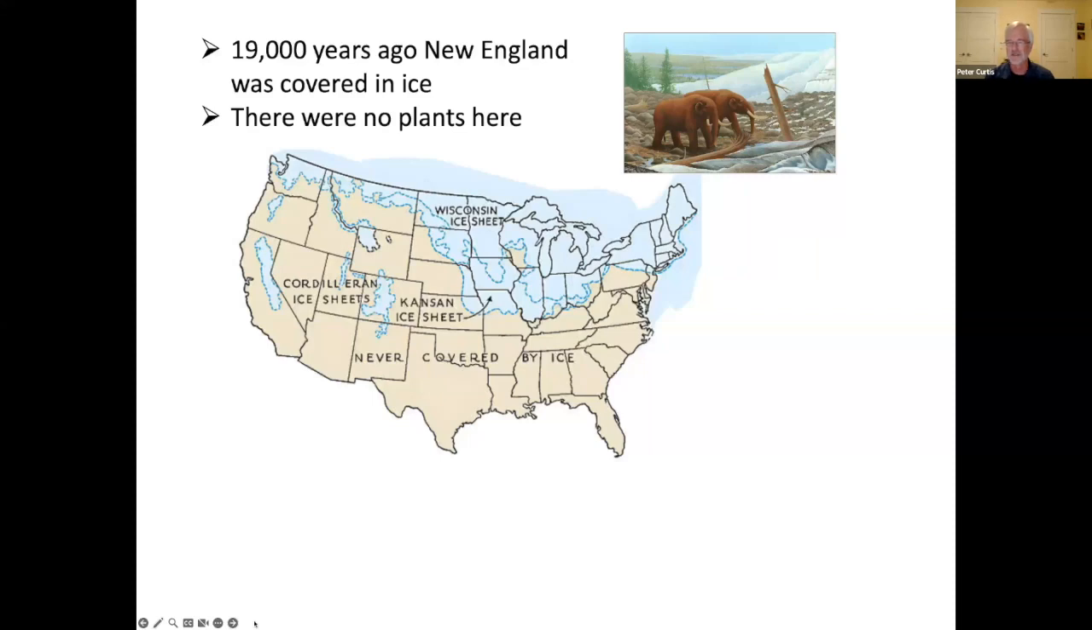New England was covered with ice. So, there's an interesting work being done. What was that land ice margin like? What were the plants like there? But suffice it to say that there were no plants in New England.